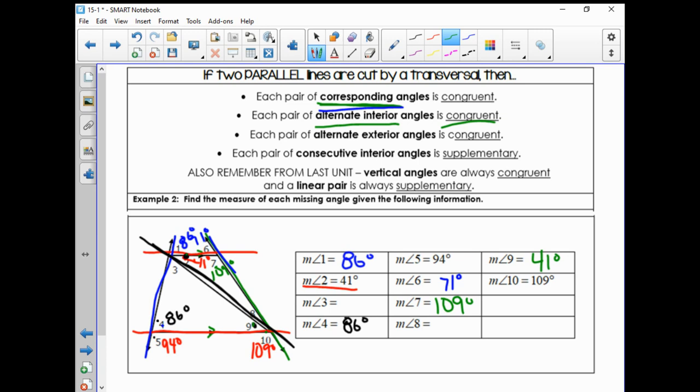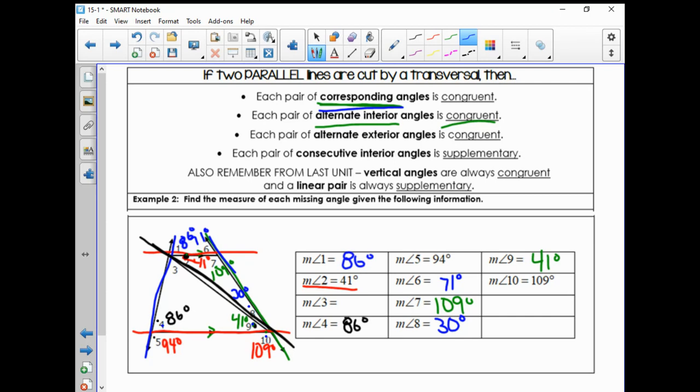And then we can go ahead and write this down, 41 degrees. All three of these angles, let's put this in blue, 10, 9, and 8, have to add up to 180. So if we take our 180, subtract 41 degrees, and subtract 109 degrees, we get 30. Okay, so angle 8 right here is a 30-degree angle.